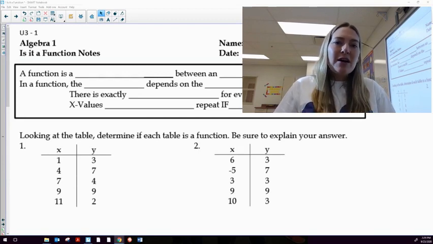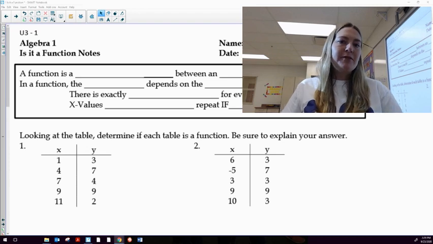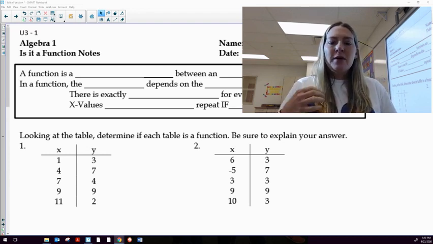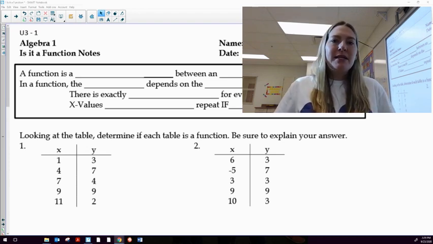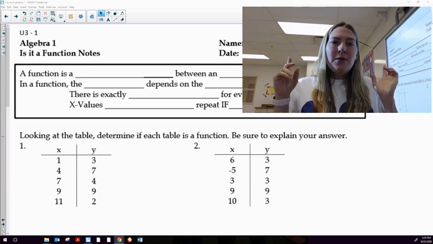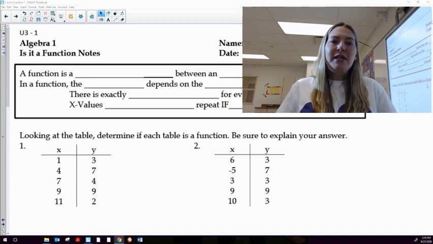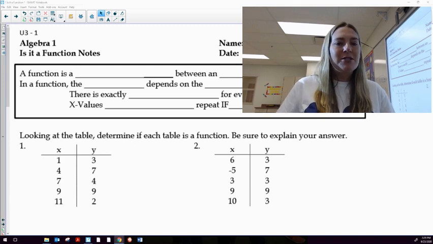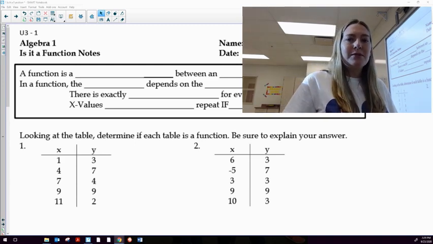What we're going to do right now is review some stuff that you should have learned in 8th grade. We're going to figure out how to determine if something is a function. So go ahead and follow along with the video. If you want to take some notes, feel free to do that. Otherwise, I'm going to go through the notes.